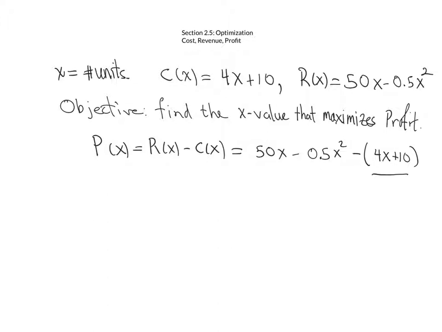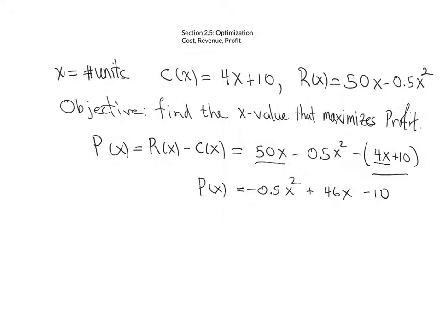Okay, simplifying is always a good thing to do at this stage. So I've written negative 0.5x squared first, plus 46x. That comes from combining the 50x and the negative 4x right here, minus 10. So that's the profit function. And now the task is to maximize this function, and that we know how to do.